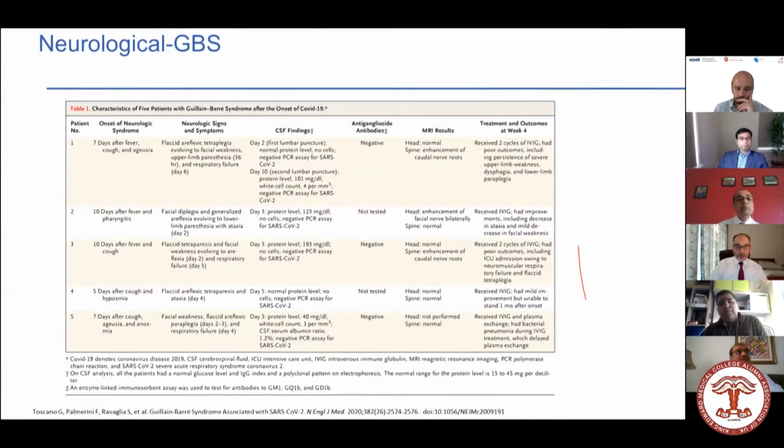Now, GBS, as you all are familiar with, Guillain-Barré syndrome. Toscano submitted this in NEJM, 5 patients. The common thing was that 7 to 10 days after onset of COVID symptoms, they were mostly tetraplegic. Their protein count was quite raised. Their MRI was normal. They were all given immunoglobulins with variable response and variable prognosis. So that's enough, I think, of neurological here.